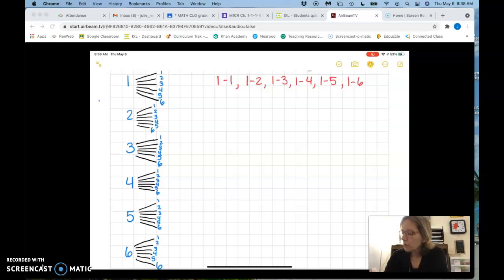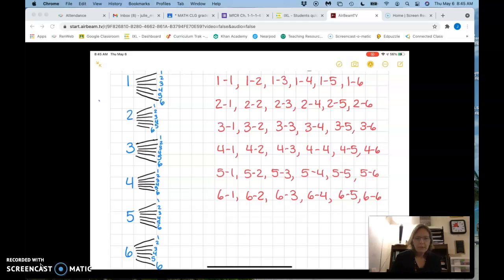So then if we roll a 2 first, same thing. We could roll a 2 and a 1, 2 and a 2, 2 and a 3, 2 and a 4. So keep going on this and I'll be back in a minute. So this is our entire sample space for rolling 2 dice. And we're going to use this information after we talk about the next definition.